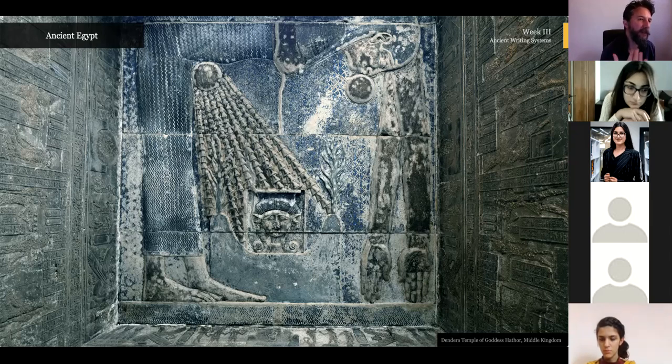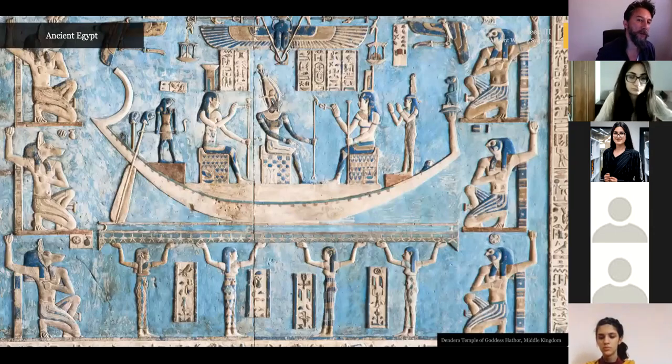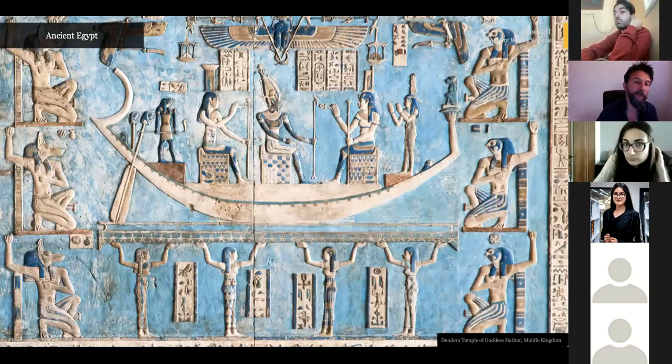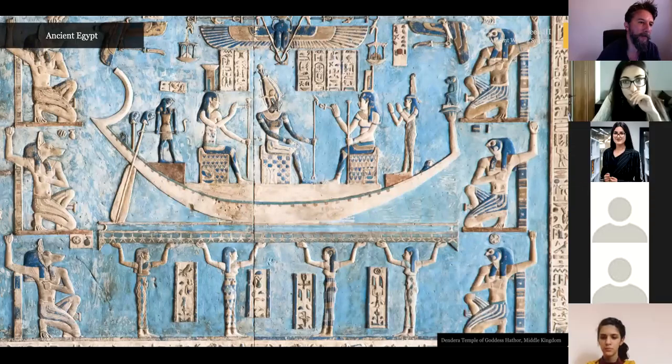Clearly, there are things hinting here to which goddess would be depicted on the ceiling, yeah? So here you see Osiris, and he sails across the sky as a full moon, as a personification of the full moon. Arthur, go ahead, you asked.